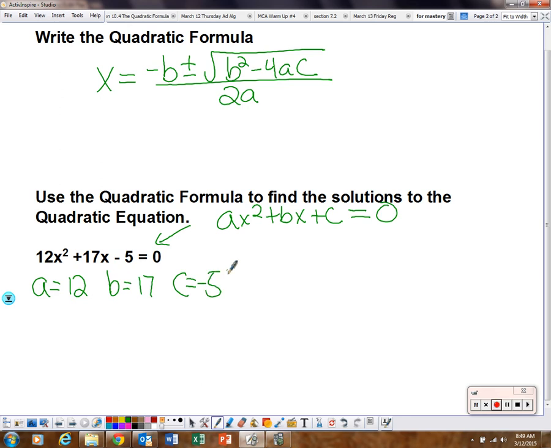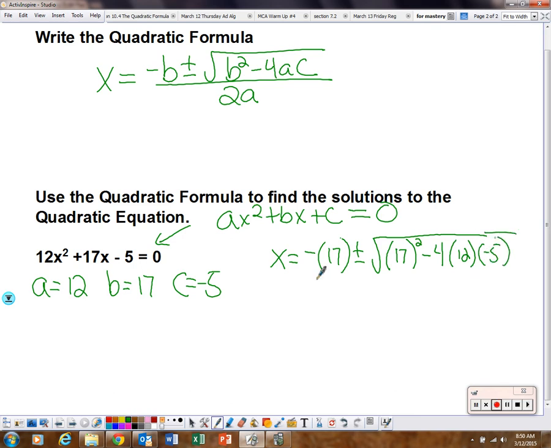Let's plug these in. So here we go. x equals negative. Use parentheses every time you replace one of the letters with a number. So replace the b with 17, plus or minus the square root of. Again, replace the b, parentheses, 17 squared, minus 4 times 12 times negative 5, all over 2 times 12.